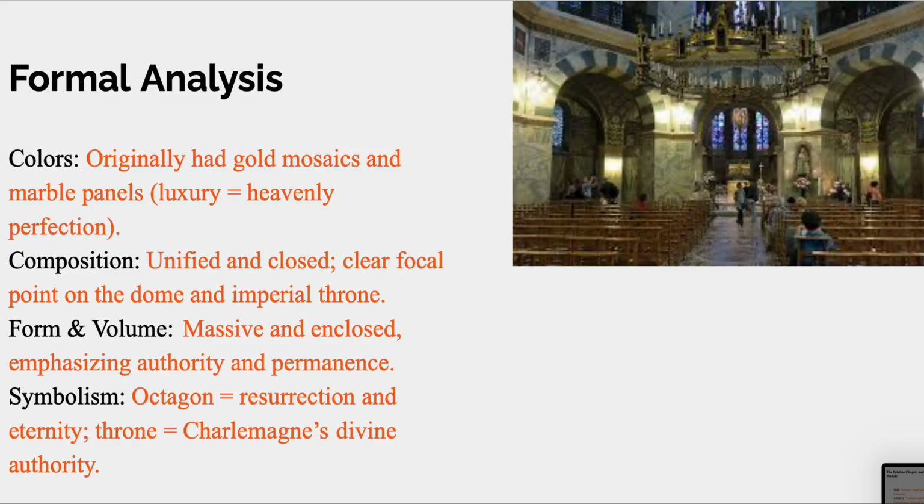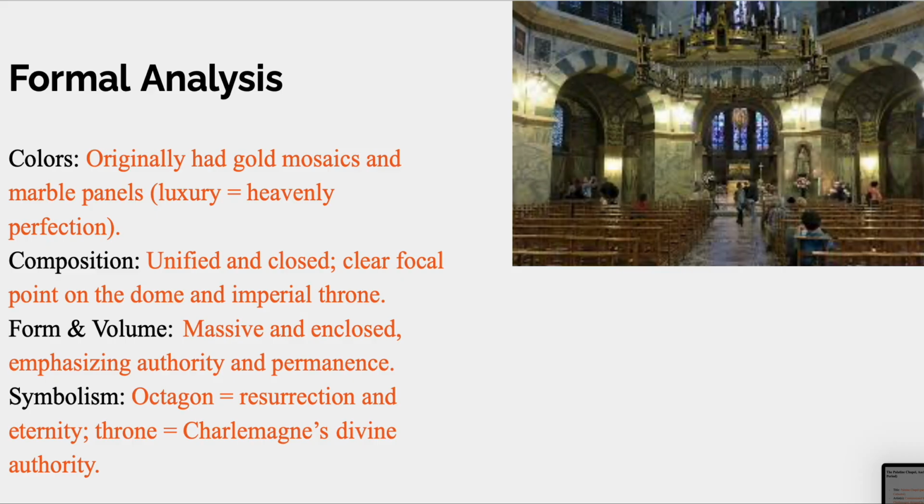What we have here is composition, which was unified and closed, with a clear focal point of the dome and imperial throne. Next, we have the form and volume. It was massive and enclosed, emphasizing authority and permanence. The symbolism of the cathedral was an octagon that equaled resurrection, which was very important in the belief, and eternity. The throne in their eyes equaled Charlemagne's divine authority.